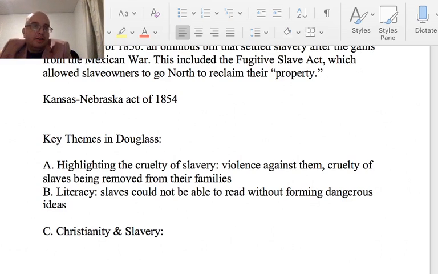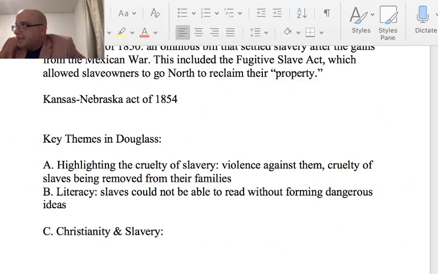The worst character he runs into in the book, a real person, was Mr. Covey. Mr. Covey was a Methodist minister who was known for having a reputation for breaking slaves down and degrading them to the point that they no longer had any pride. How could a man who did all these terrible things go to the pulpit and preach?